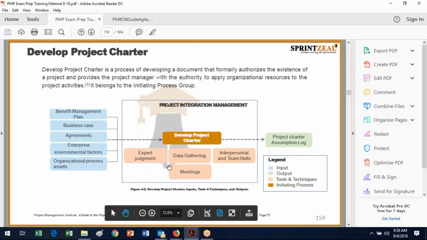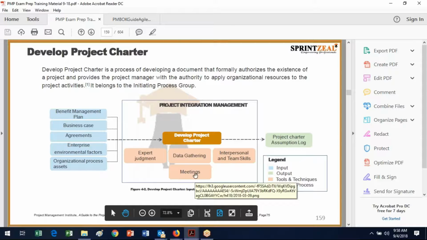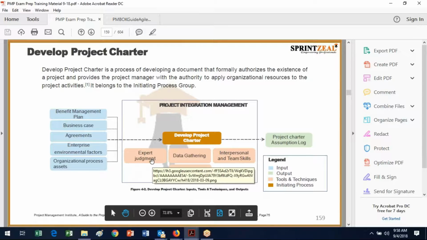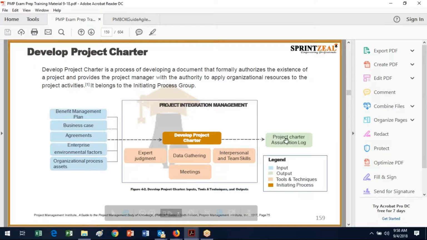So this is one of our 49 processes, which is for the Project Integration Management Knowledge Group. It's called Develop Project Charter. And we've got our tools and techniques that we use to develop the project charter. So that includes our expert judgment, data gathering, meetings, and interpersonal and team skills. And our output is the project charter and assumption log.